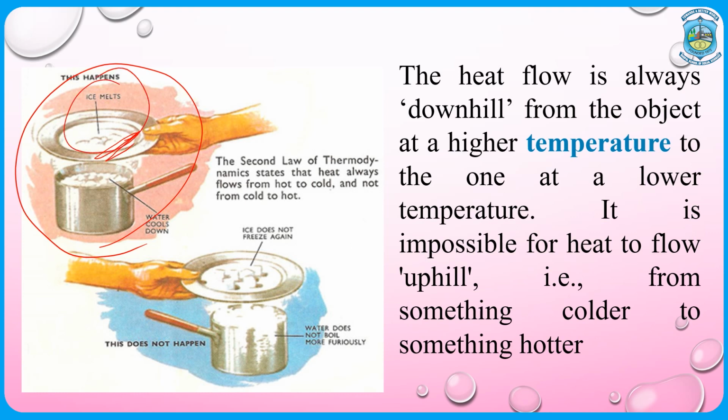But is it possible that the other way round will occur, that the ice will freeze again and the water does not boil so vigorously? No, this is not possible. The heat flow is always downhill from the object at higher temperature to the one at lower temperature, and the uphill movement is impossible. Therefore, the second law cannot be disobeyed in any of the situations in our day-to-day life.